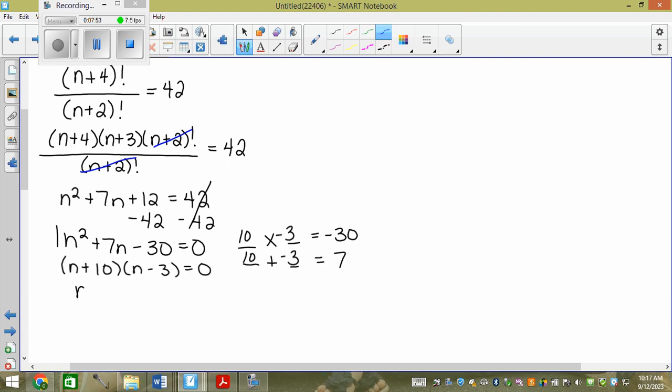And so we get n equals negative 10 and n equals 3. The greatest thing about solving: you should cry or you should be happy. There should be no in between. You should cry because you know you're wrong, or you should be happy because you know you're right.